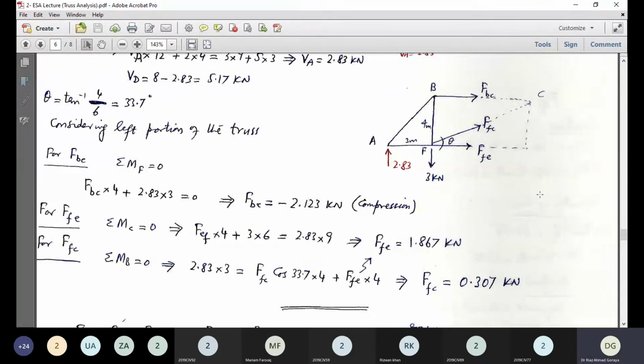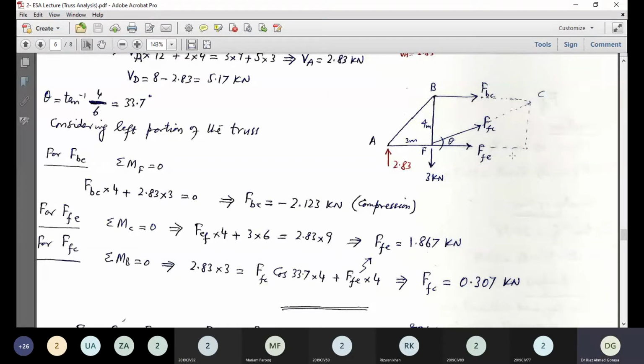Now similarly for FFE. Again, the appropriate moment center is C. Yes, it can be the moment center. The theme is again the same. These two forces will become 0 and only one unknown will come into the picture at a time. So for FFE, sigma MC is equal to 0.